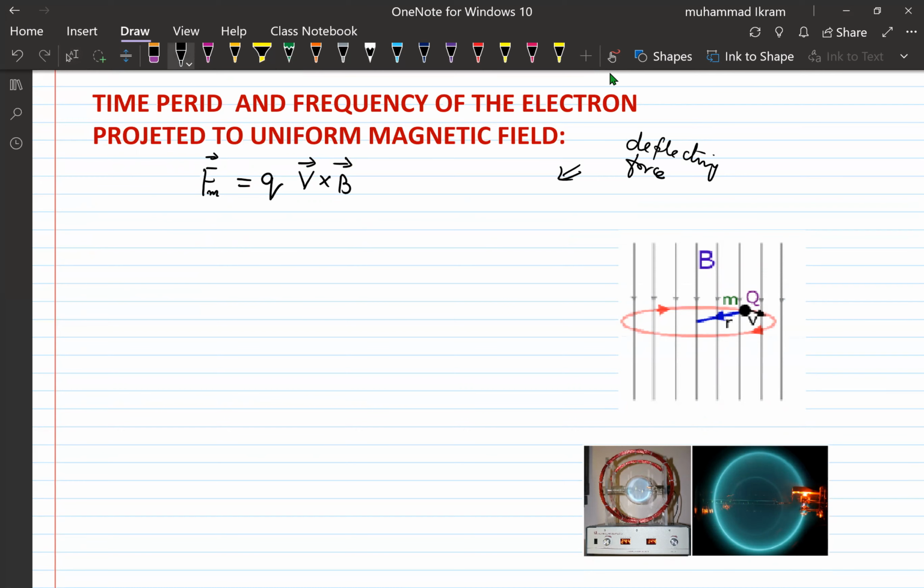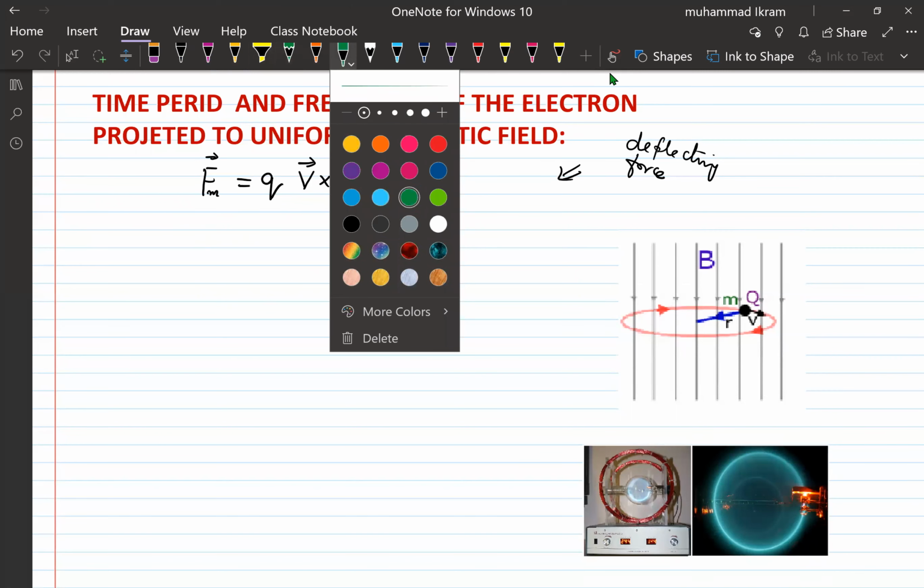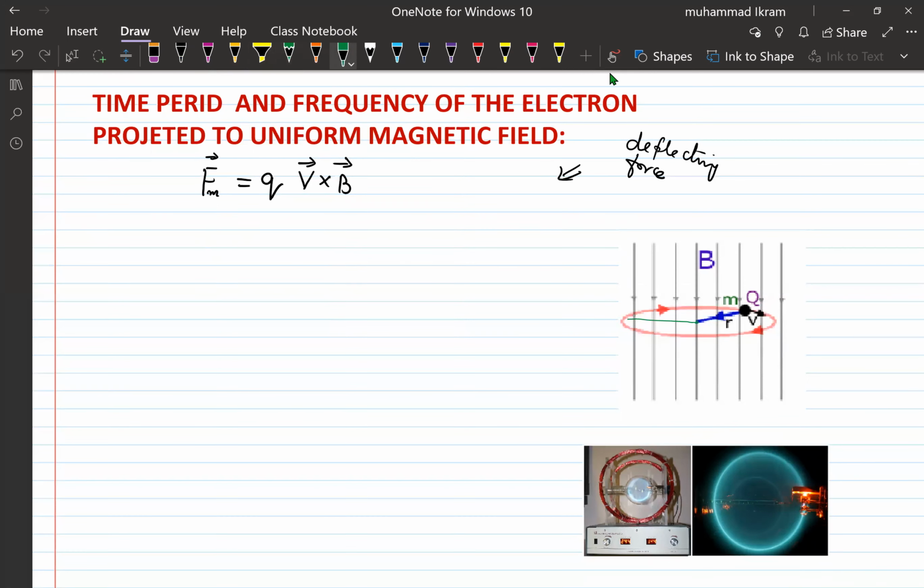So you see that when the electron moves inside the magnetic field, there must be a centripetal force acting on the charged particle, and the direction of the centripetal force is always towards the center of the circle. Now this centripetal force will be provided by what? Because there must be some agency which will provide this centripetal force, and this centripetal force will be provided by the magnetic force which acts on the charged particle inside uniform magnetic field.